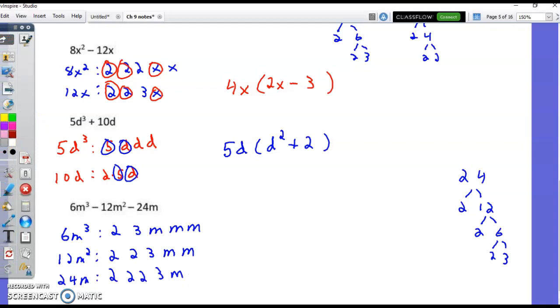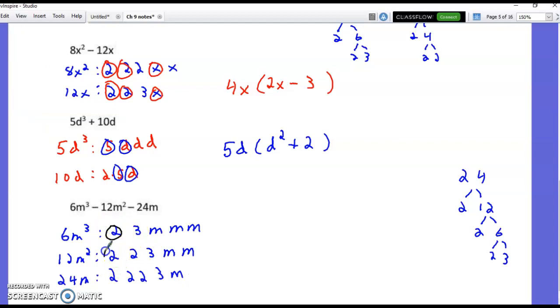So let's go ahead and see what we have in common. We have a 2 in common in all of them. We don't have a 2 in that one, but we have a 3. And then we have 1 m in common in all of them. So then I just like to look at the first one. 2 times 3 times m would be 6m on the outside. Now we're going to have 3 terms on the inside, separated by subtraction signs.